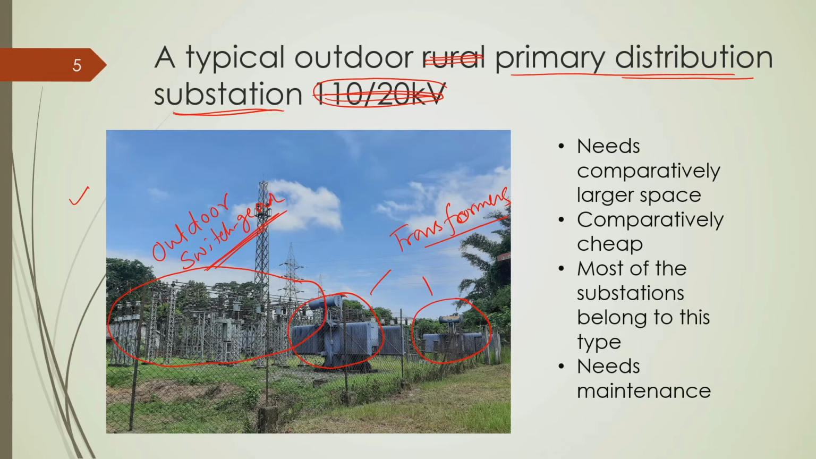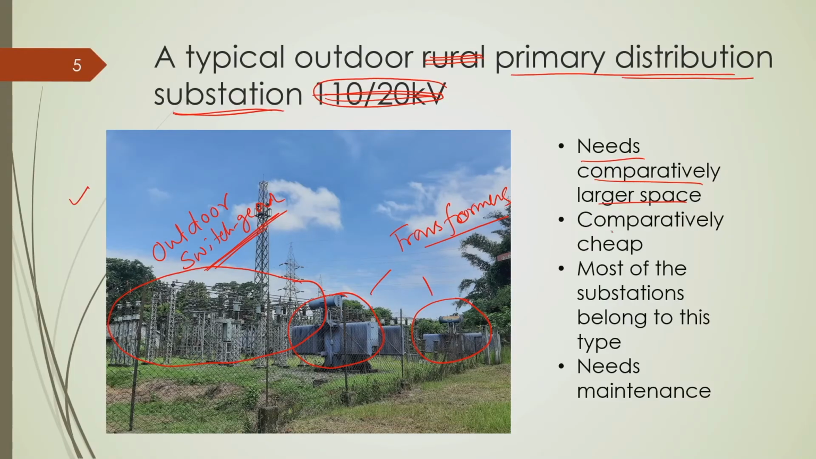And this outdoor switch gear needs comparatively large space. You can see it is located in the open air, so it needs comparatively large space. It is comparatively cheaper as well compared to the indoor substation, and most of the substations in the world are of this outdoor type. And because it is exposed to the air, it needs considerable maintenance.